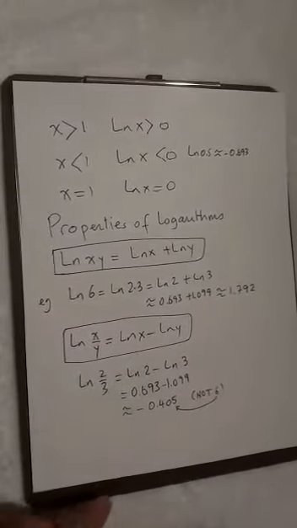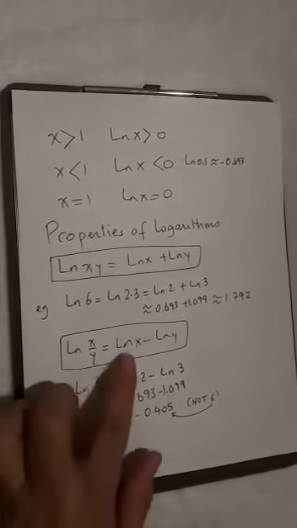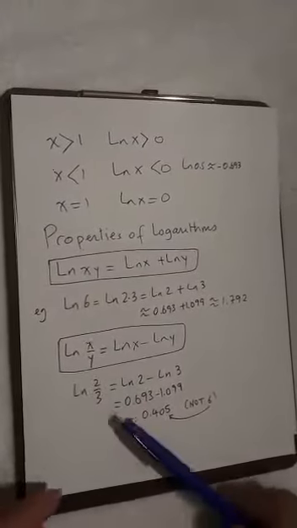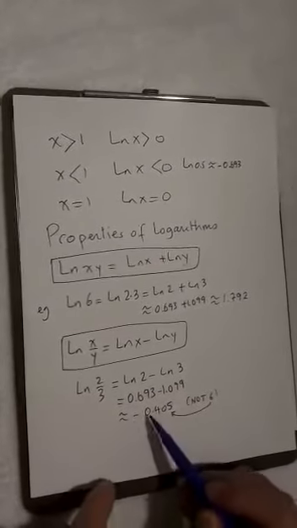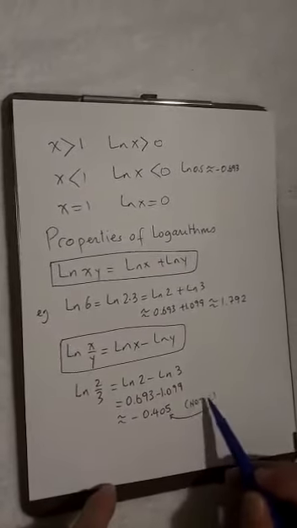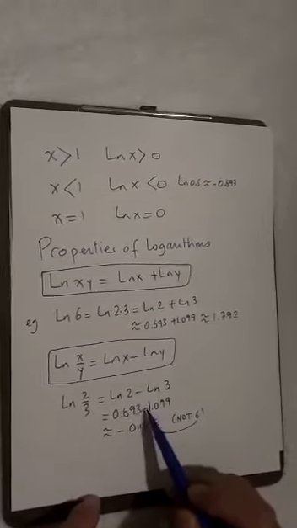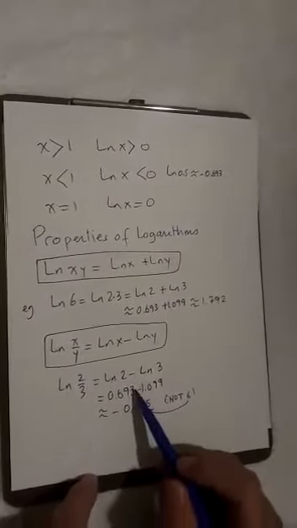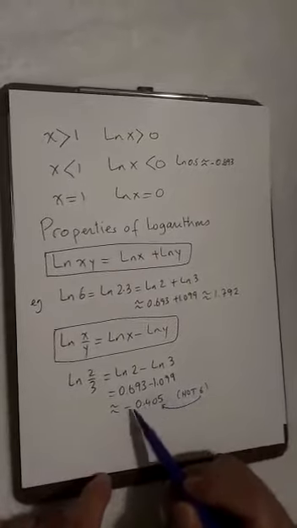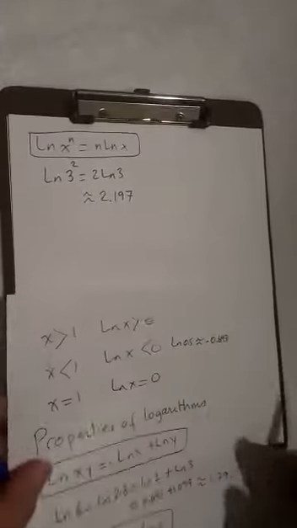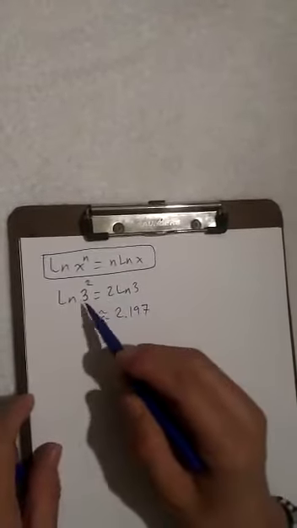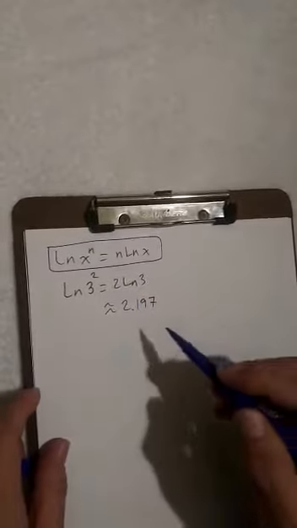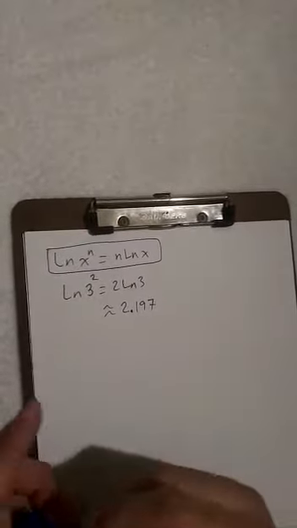You can check it. ln of x over y is ln x minus ln y. For example, ln of 2/3 is ln 2 minus ln 3, and it ends up being minus 0.405, not 6, okay? Because here we have approximated. There are more digits after the 3 and the 9. This is why it comes to this. ln of x to the power n is n ln x. For example, ln of 3 squared is 2 ln 3. And this ends up being 2.197.